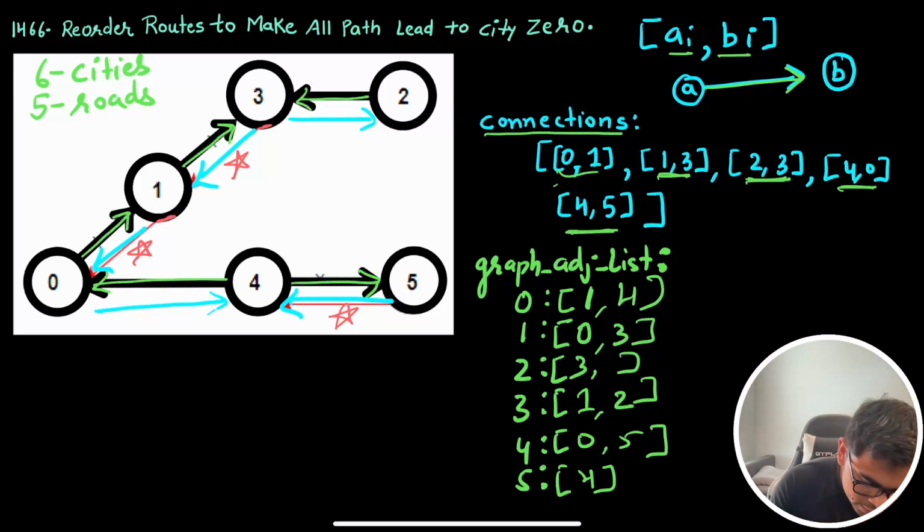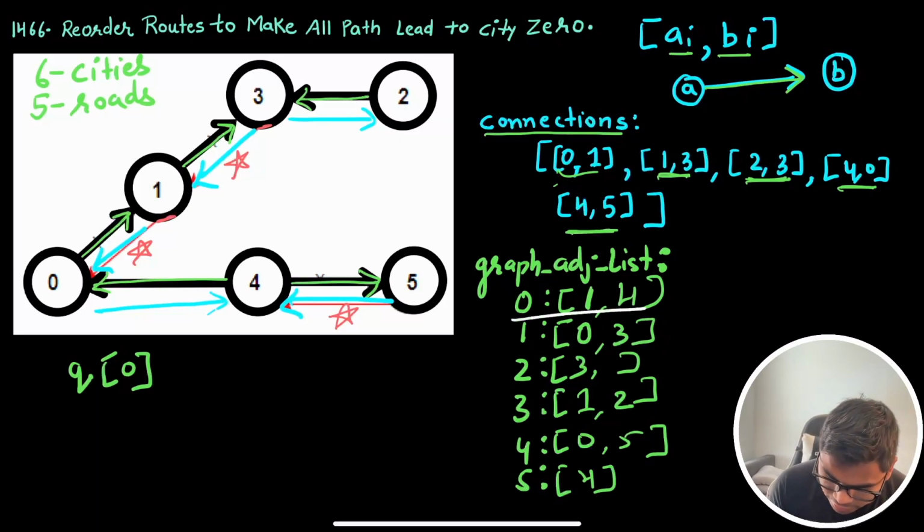So I'll use a BFS approach. I'll have a queue. Initially my queue will have 0, and then I'll start my while loop, exploring all the neighbors of 0. What are the neighbors of 0? Well, these right here are the neighbors of 0.